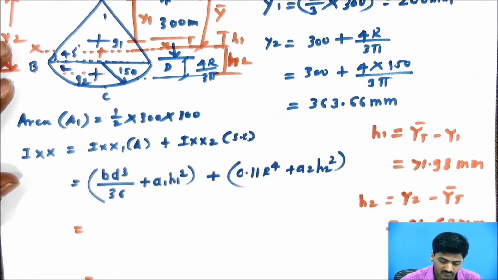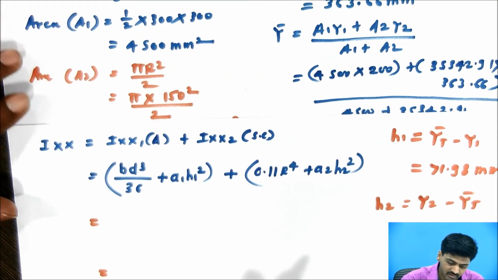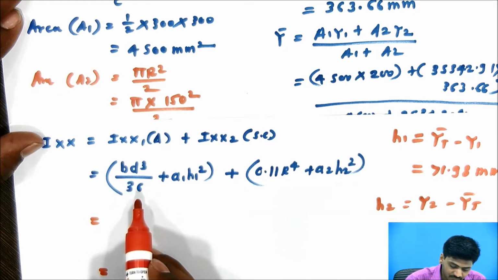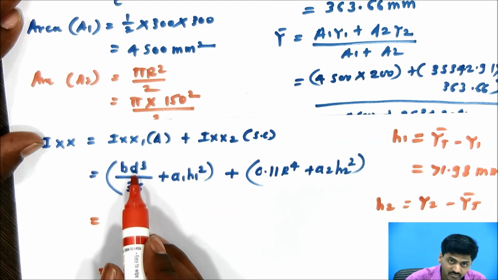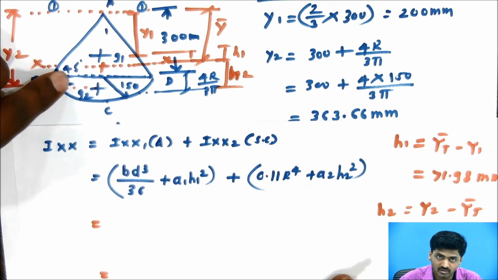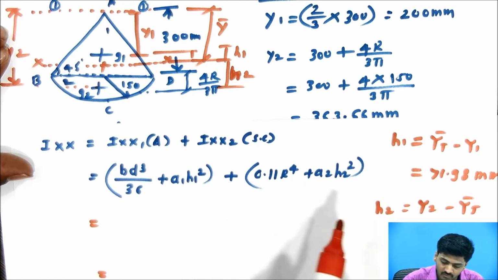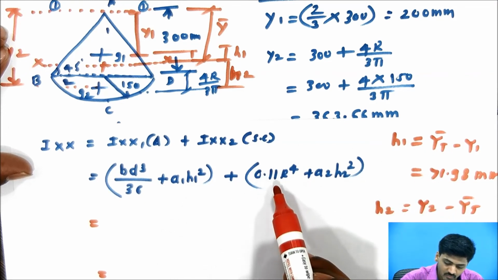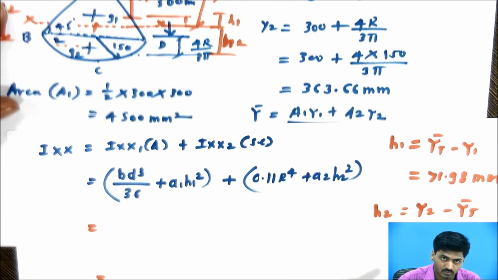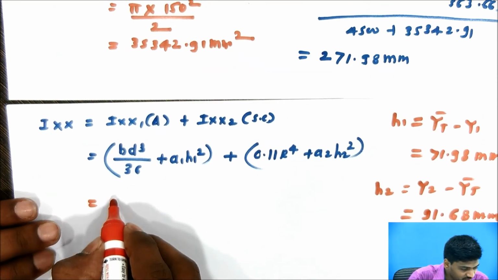Now we know all the values. So put the contents into the formula, b d cube by 36. Here b is 300 and d is 300 for this triangle. For the semicircle the radius is 150. The area we have already calculated, and the heights are already known. So let's observe this particular thing: b d cube.